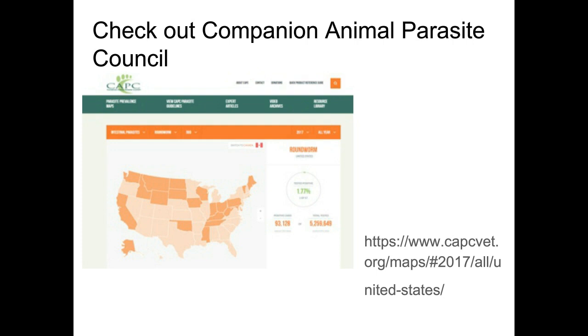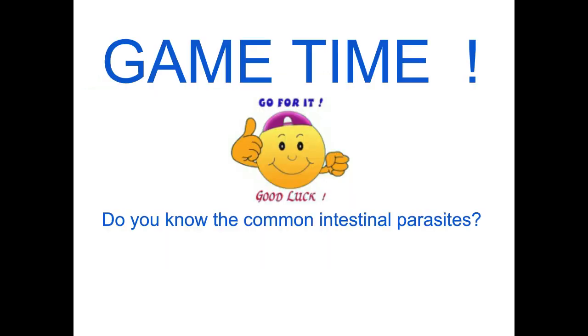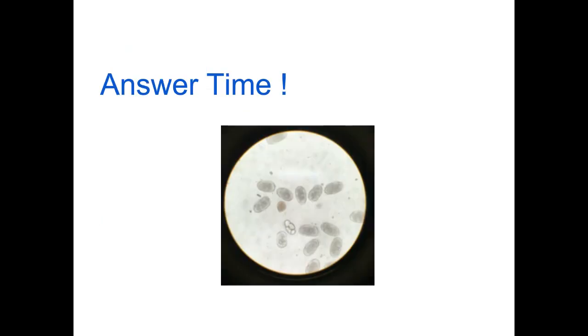All right, so we're going to do a little bit of a game so you guys can think or write these down if you have a scrap piece of paper or something and see how you do. Do you know the common intestinal parasites? We're going to be looking at a bunch of fecal samples. So this is an egg from one of our intestinal worms. And I apologize for not having the size, like 40X or so, that you're looking at.